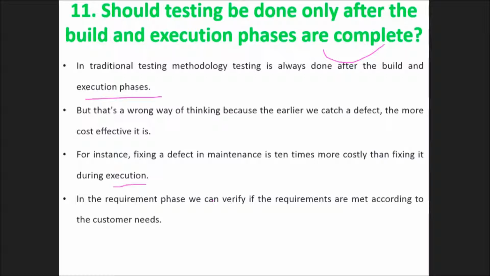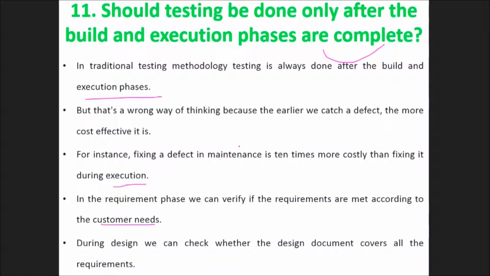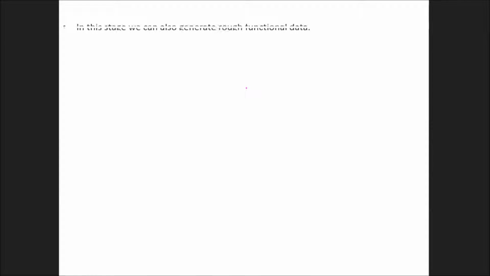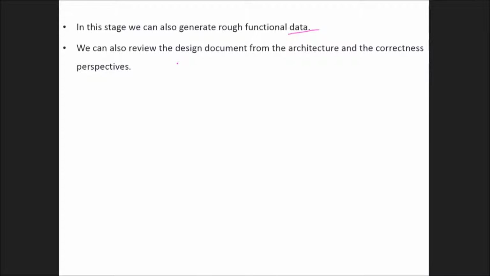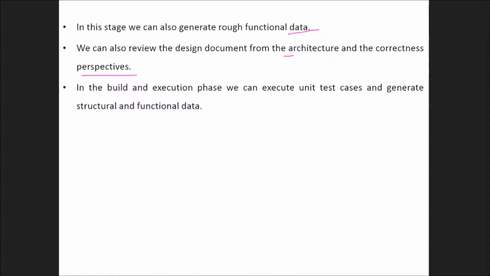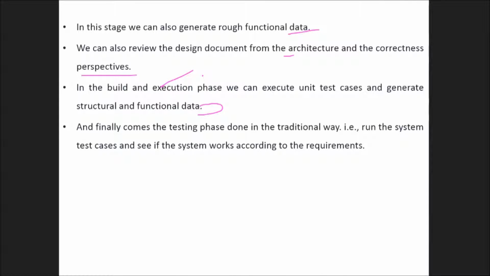In the requirement phase, we can verify if the requirements are met according to the customer need. And during design, we can check whether the design document covers all the requirements. At this stage, we can also generate rough functional data. We can also review the design document from the architecture and correctness perspective. In the build and execution phase, we can execute unit test cases and generate structural and functional data.